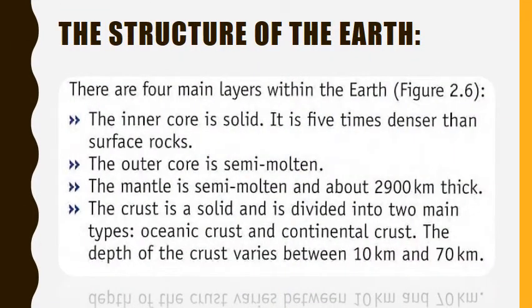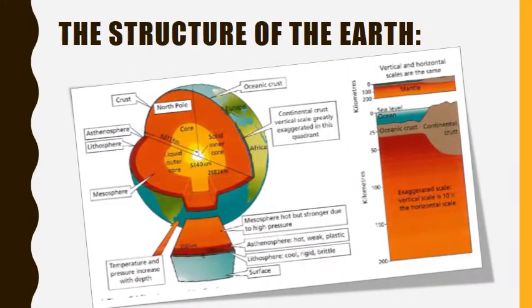The structure of the Earth. There are four main layers within the Earth. Figure 2.6. The inner core is solid, and it is 5 times denser than surface rock. The outer core is semi-molten. The mantle is semi-molten and about 2,900 km thick. The crust is solid and is divided into two main types: oceanic crust and continental crust. The depth of the crust varies between 10 km and up to 70 km. Here you can see the picture of the structure of Earth.